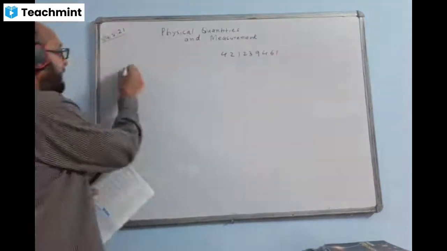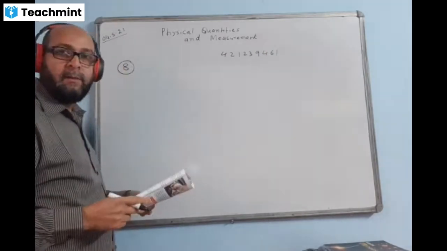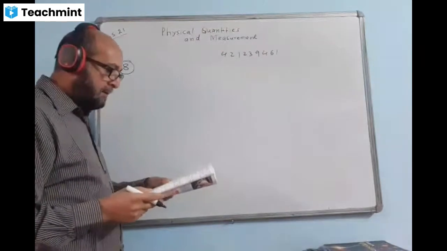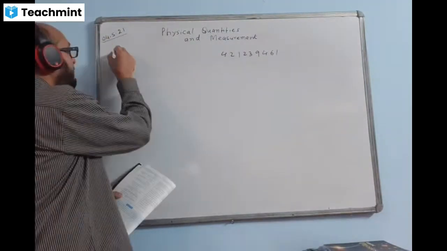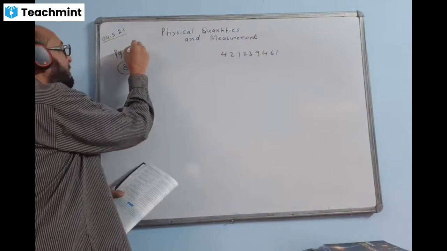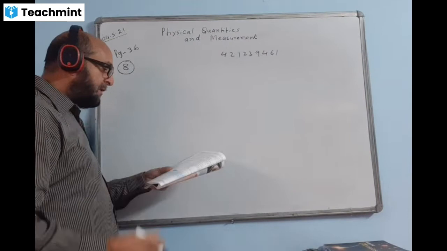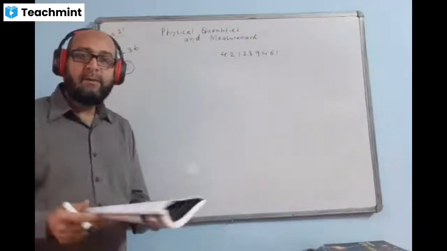So question number 8 I am doing now. Numerical problem number 8. The question says, calculate the density. You all have the book, page number 36, question number 8. Calculate the density of a solid from the following data. Mass of solid 72 grams.